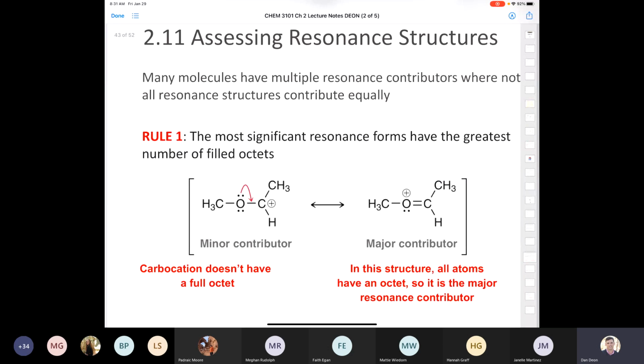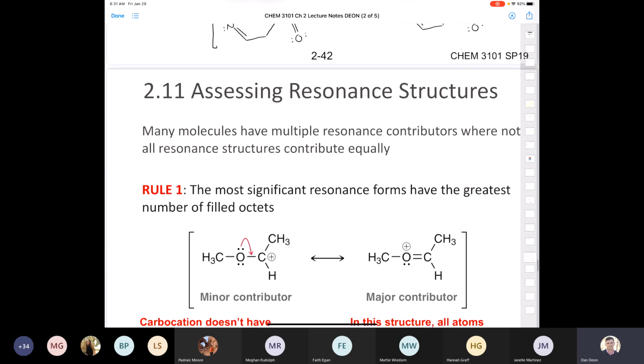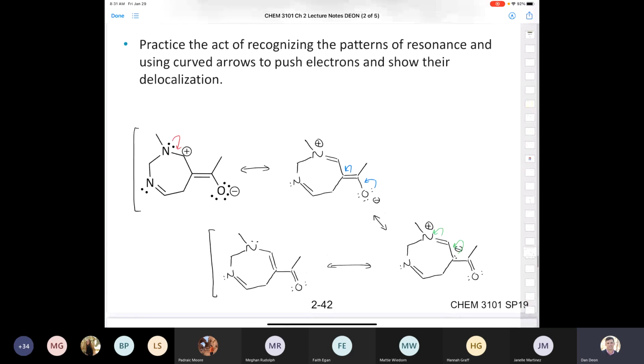Yes, it will. Okay. Let's talk about assessing resonance structures. And if you're wondering, what does this mean? Well, let me explain it to you. If you look at, let's go back here, if you look at these resonance structures, they're all very beautiful. They're all very pretty.